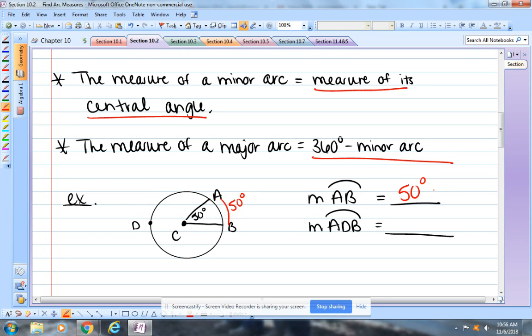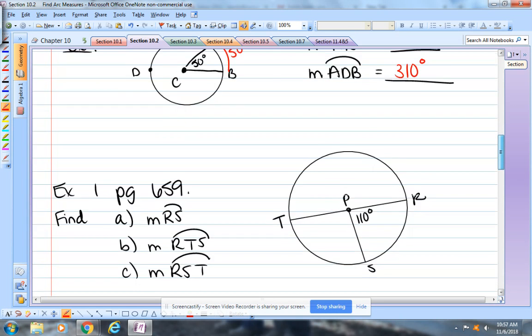The second part wants the measure of the major arc, ADB. I know it's talking about a major arc because there are 3 points. So it goes from A around through D and back to B. How do we get the measure of a major arc? Right, we say 360 minus the minor arc. So what's 360 degrees minus 50 degrees? 310 degrees. And that number needs to be between 180 and 360. Any questions on how I got those two? It's pretty simple.